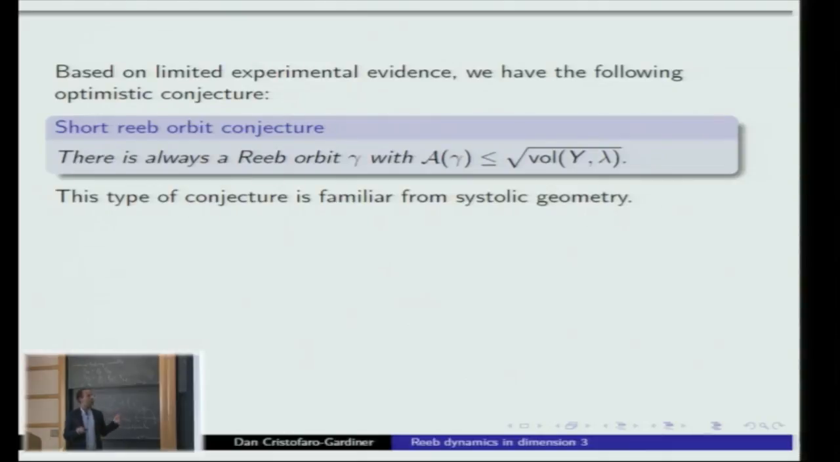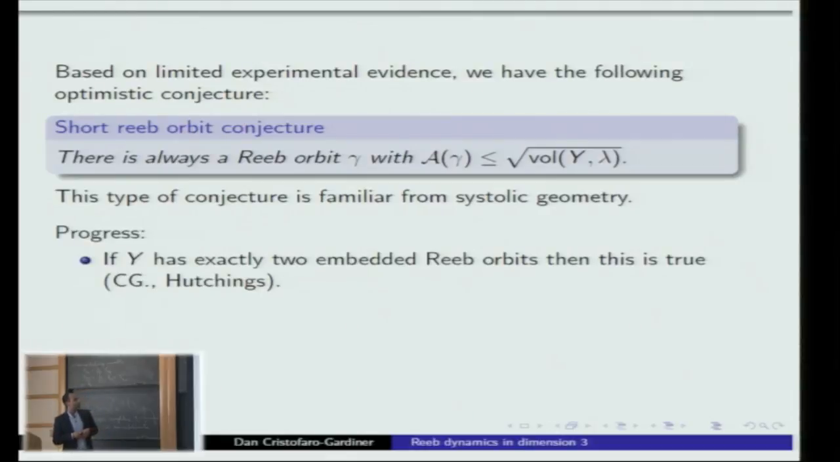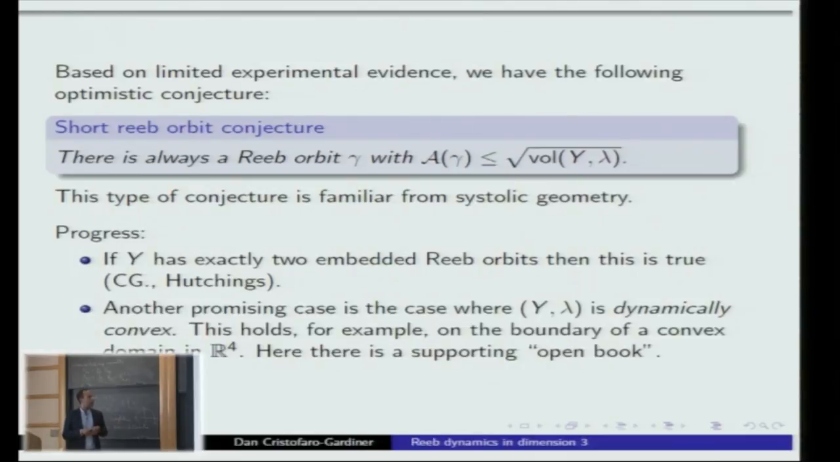In fact, contact forms are related to geodesics, and questions like this are directly related to certain questions in systolic geometry. And there's been some progress on this. So Hutchings and I show that if your 3-manifold has exactly 2 embedded Reeb orbits, then this is actually true. And another interesting case that I've recently been thinking about is where the 3-manifold is what is called dynamically convex. And again, I don't want to go into the definition of convex, but this holds, for example, on the boundary of a convex domain in R4.